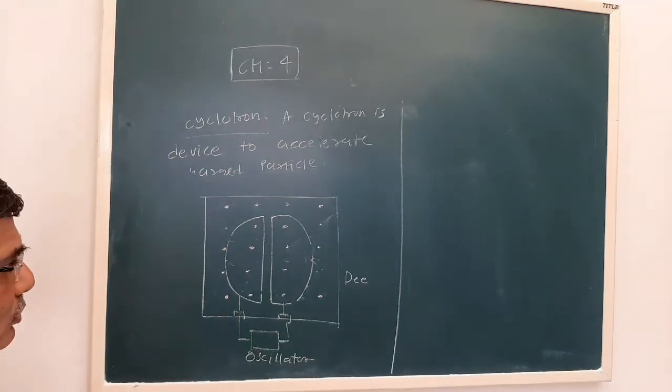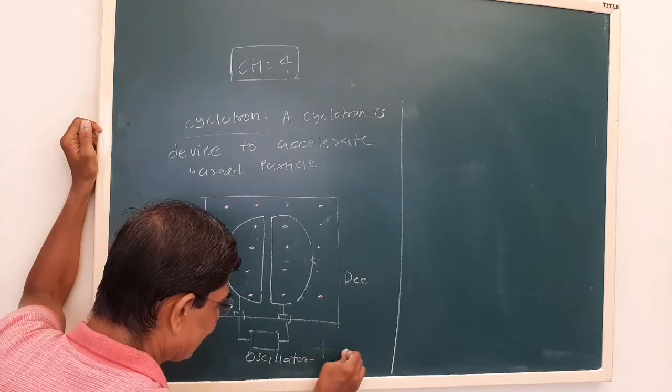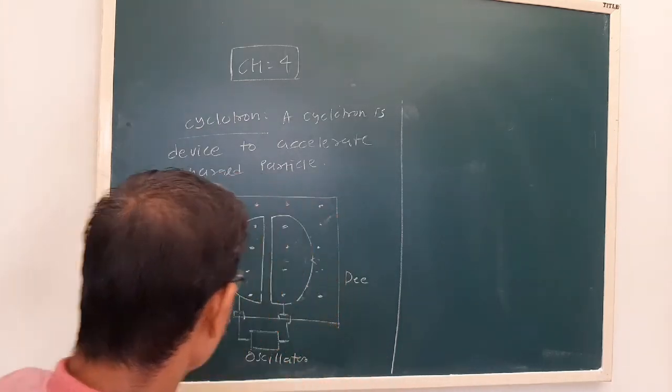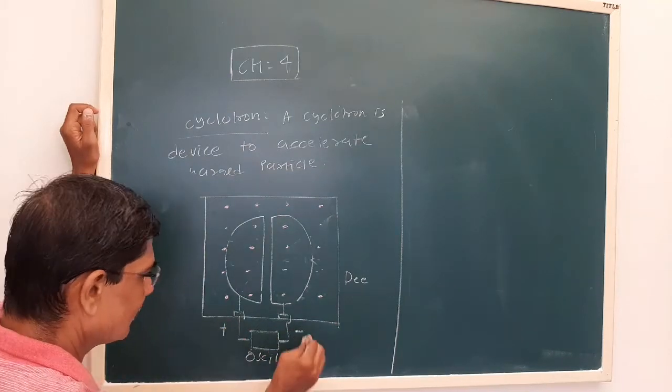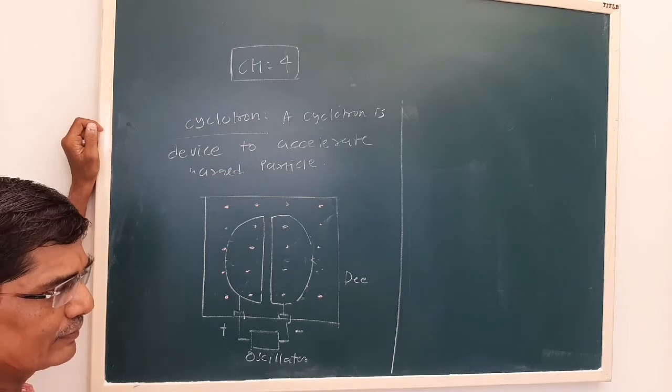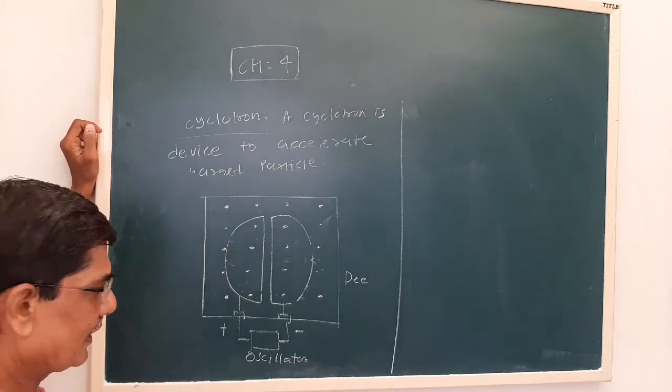Now how does the device work? Naturally, we know the oscillator is an AC signal. See, the value will be continuously changing. One end will be positive and one end will be negative. Suppose the frequency is 50 Hz, we have studied earlier, in 1 second it will change 50 times.